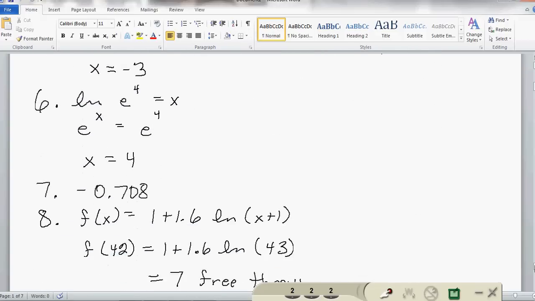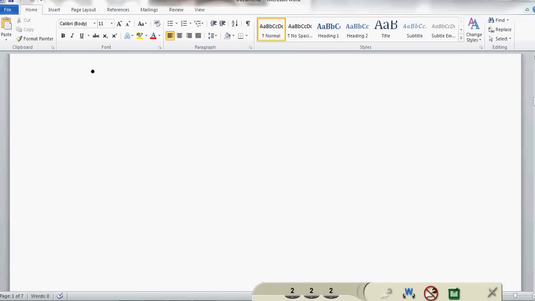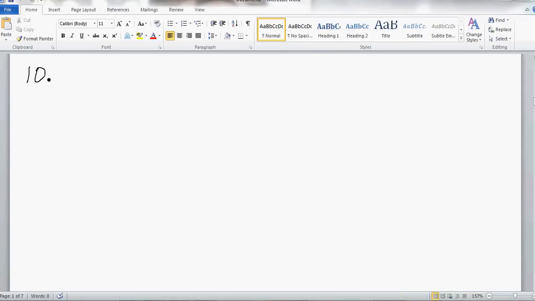Continuing, example number 10. I'm not going to write the entire function, I'm just going to realize that the square root of x is the function. And so that means the square root of x has to be greater than or equal to 0, which means x has to be greater than or equal to 0. And that was stipulated anyway because a square root has to be 0 or positive. And so how do we show this? Well, we start at 0 and we go forever. And so the domain of number 10 would be starting at 0 and going forever.